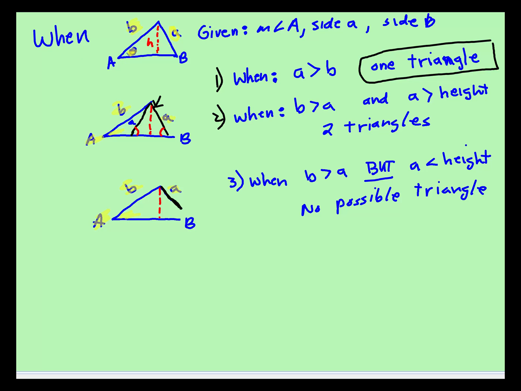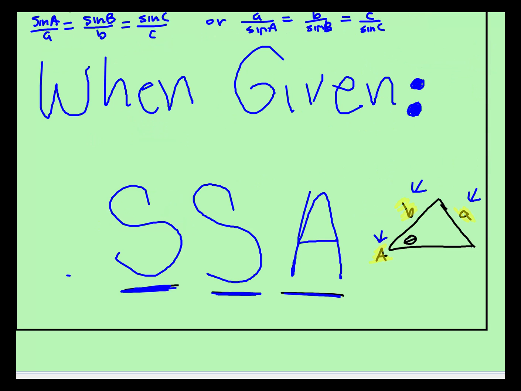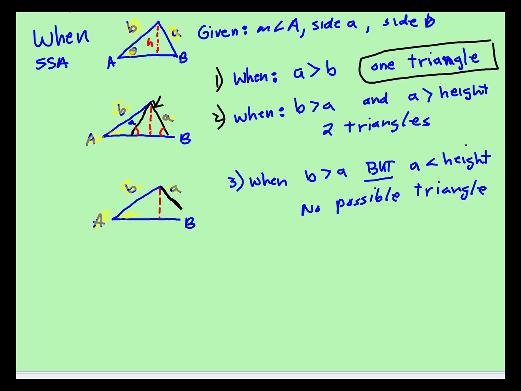So when you are given that situation, a side A, by the way, notice what it spells backwards. So you have to be very careful given this. So here are the stipulations. When the A side is bigger than the B side, you have one triangle, you're safe. However, when the B side is bigger than the A side and the A is bigger than the height, meaning A could come down here or A could come down here because it's bigger than the height, you're going to have a possibility of two triangles.